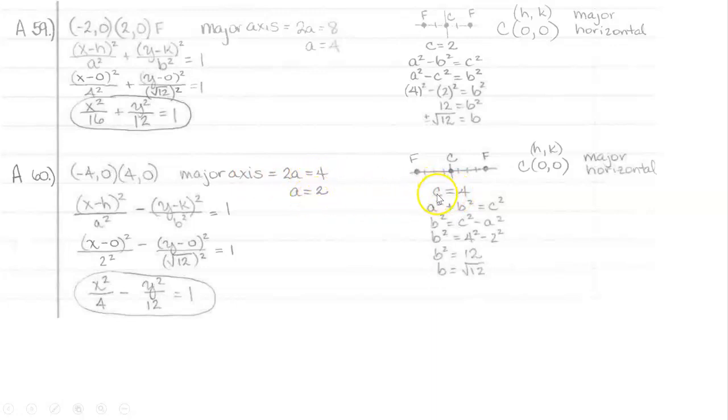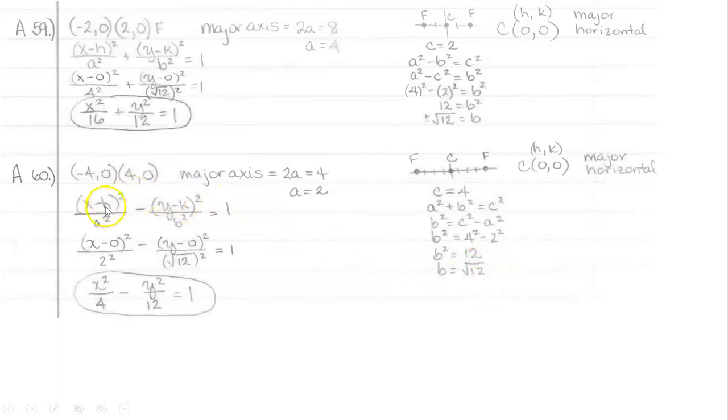And once I know a and c, I can find b. Now be careful, because with the hyperbola, the equation for a, b, and c is different. It's the Pythagorean theorem, a squared plus b squared. Up here it was minus, right? So a squared plus b squared is equal to c squared. And again, I solved that for b. I just subtracted a squared from both sides. All right, so c was 4, a was 2, so we plugged those in. And we got b squared is equal to 12, or b is equal to the square root of 12.